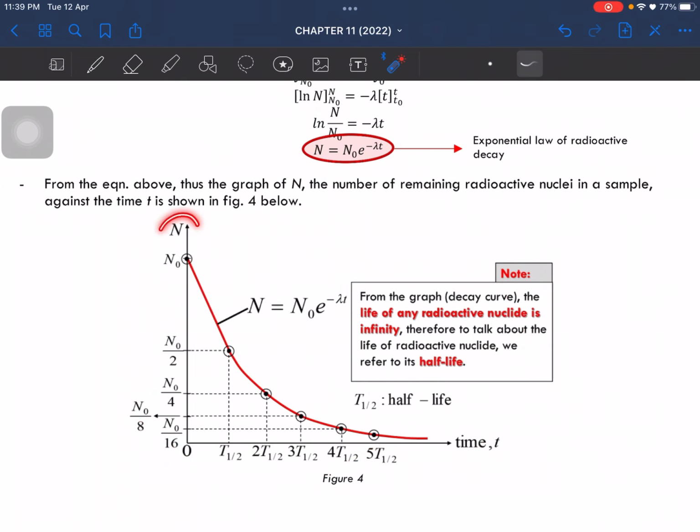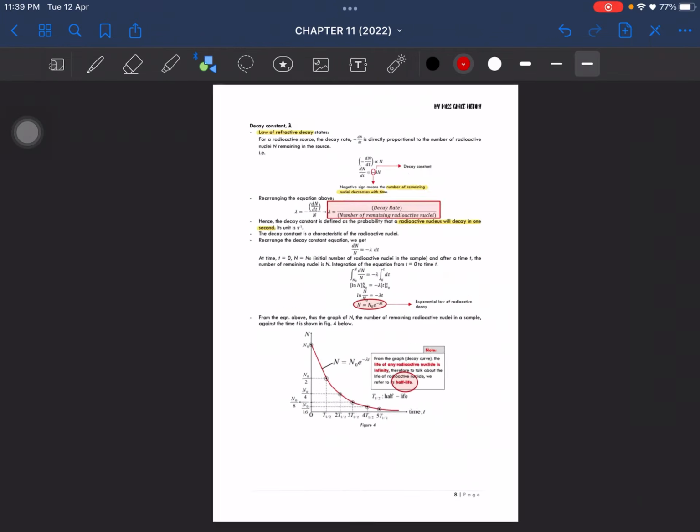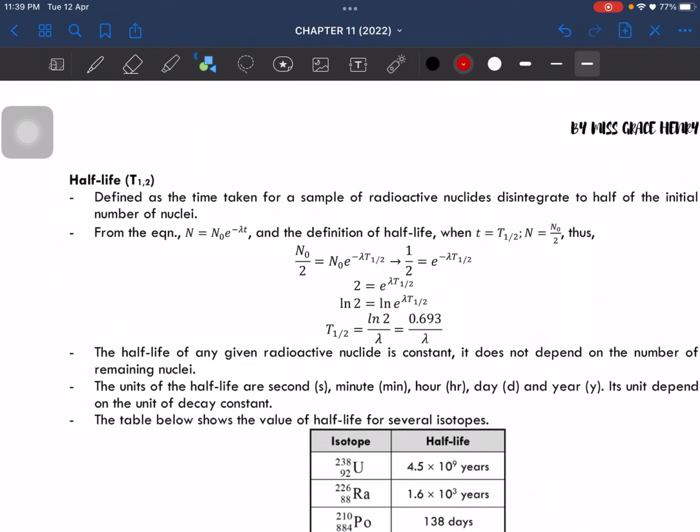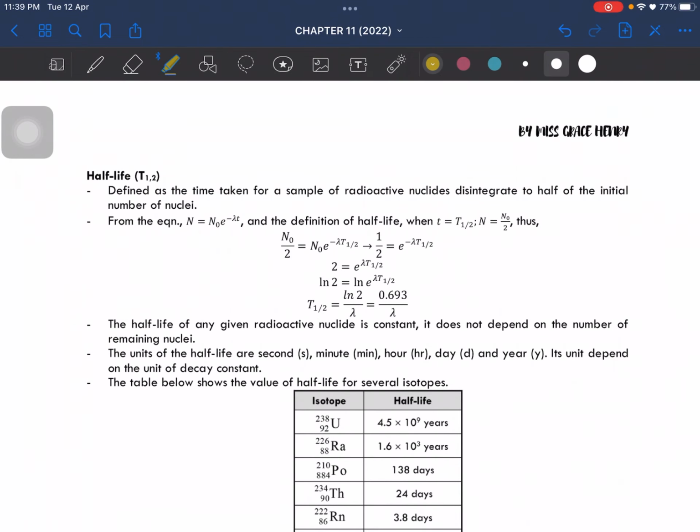So the graph N here is the number of remaining radioactive nuclei in a sample against time. Okay, so from the graph here, which is known as the decay curve, the life of any radioactive nuclide is at infinity. Okay, so in order for us to talk about the life of the radioactive nuclide, we are gonna refer to it as the half-life. Okay, so half-life siya kita akan tahu. Right, half-life ni pula apa? Half-life is defined as the time taken for a sample to disintegrate to half of the initial number of nuclei.